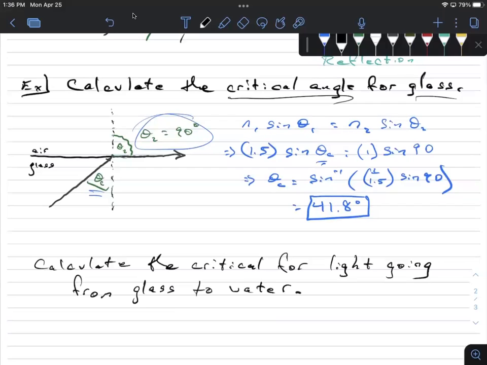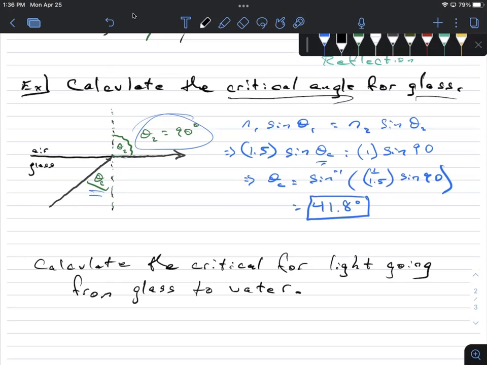Okay. How will this be different? Almost no difference whatsoever. The only difference is that instead of the 2 stuff being air, it's now water. So where you saw N2 is equal to 1, N2 is now equal to 1.33. Theta 2 is still 90. It's still a critical angle problem. All the stuff on the one side is the same because it's still glass. So literally the only thing that changes is what value of the index of refraction do you put for N2.